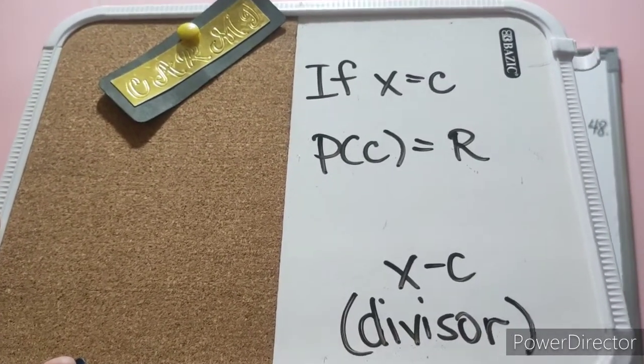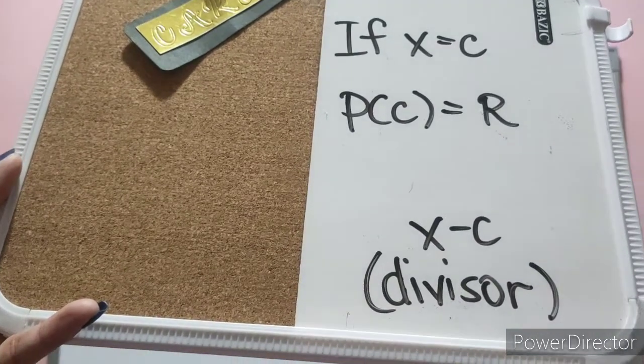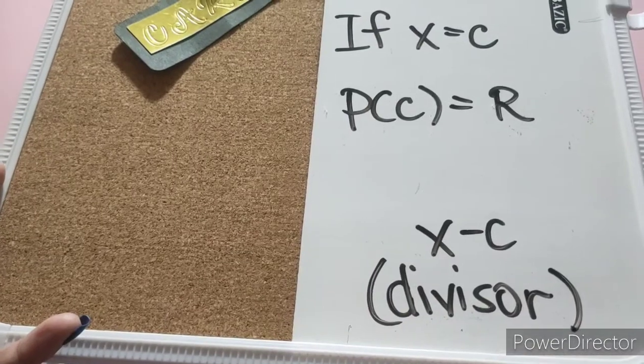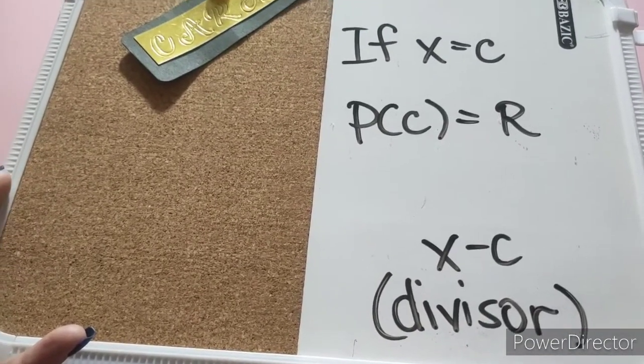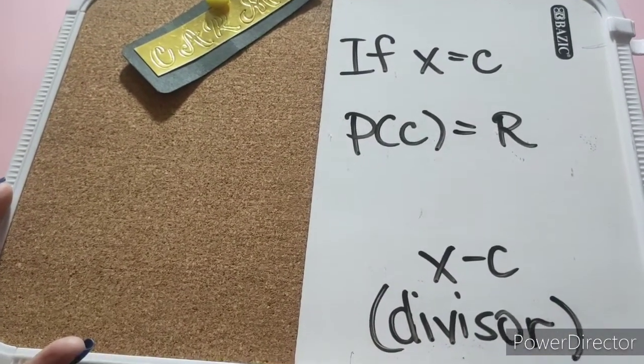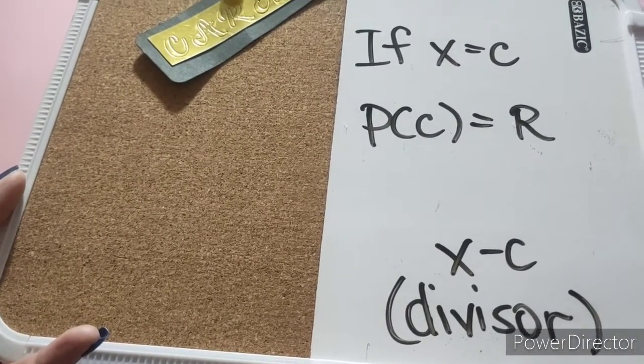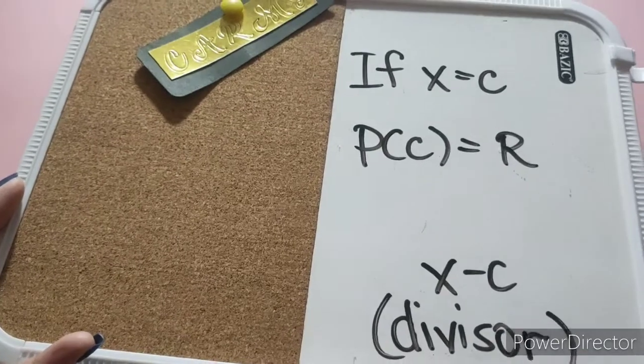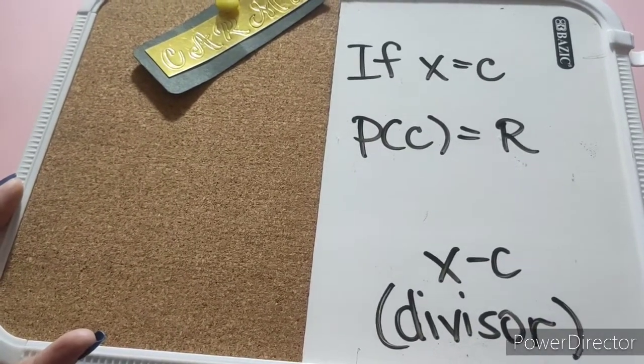Theorem, it tells us that if x is equal to c, p of c is equal to r. So, this means na kapag sinubstitute natin yung c na yon sa ating polynomial, ay ang magiging sagot doon, that will be the remainder, where x minus c is our divisor.